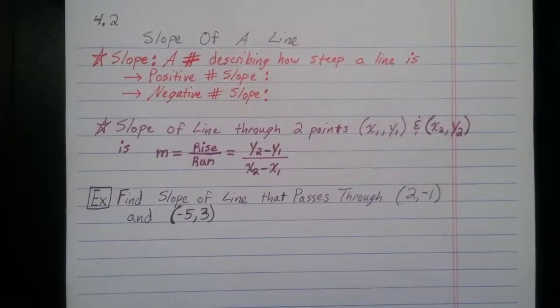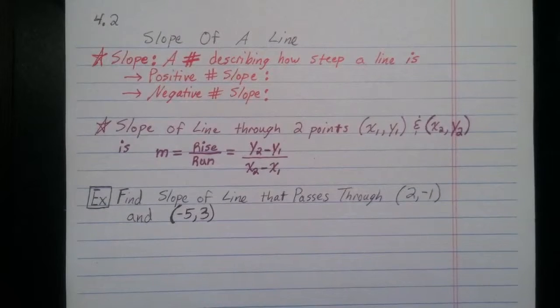Section 4.2, slope of a line. So we're now going to look into some more detailed aspects of graphing, and that really starts with the slope.